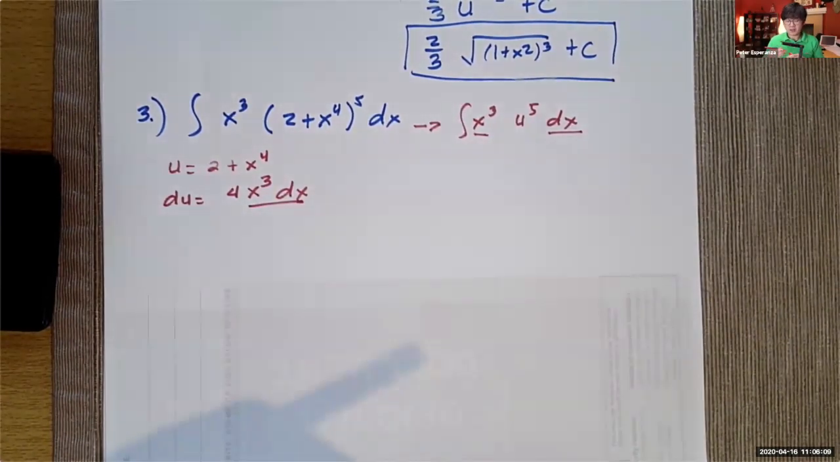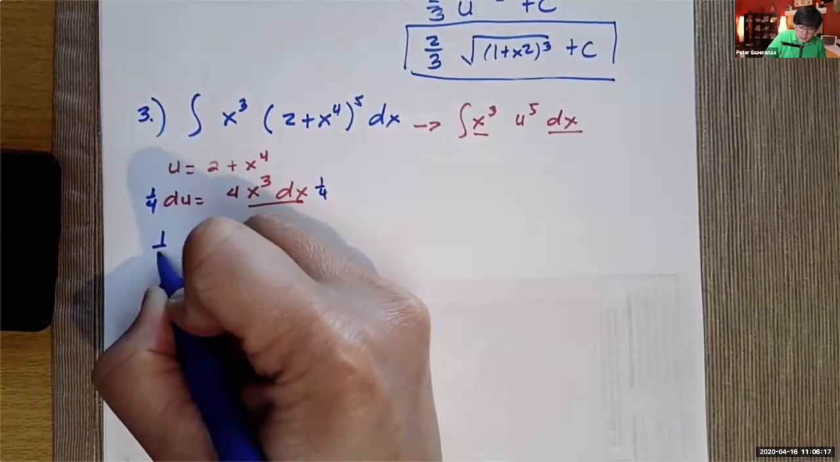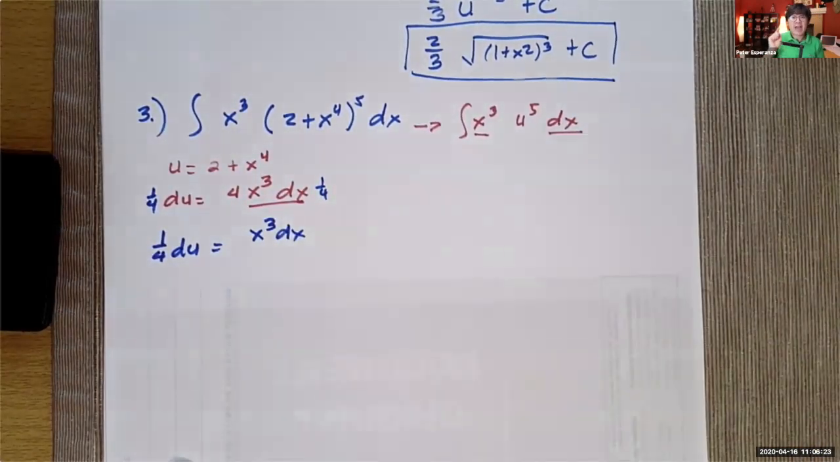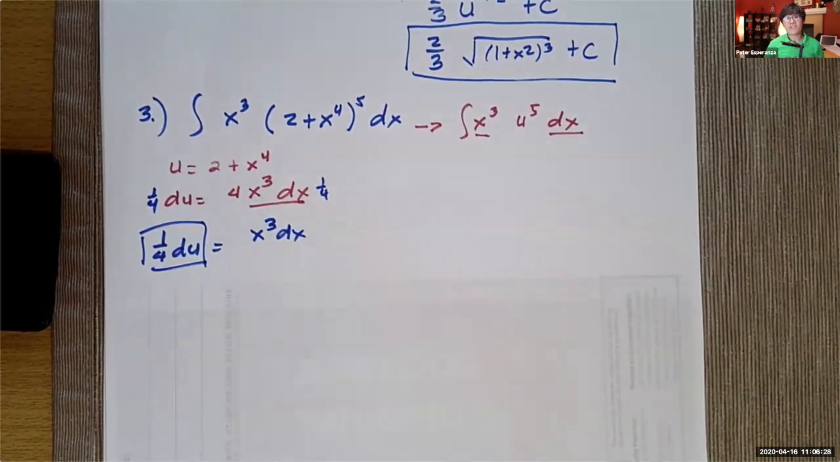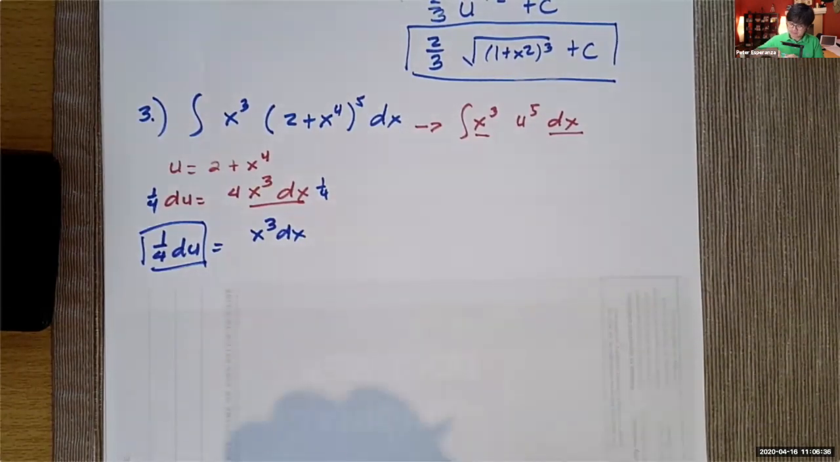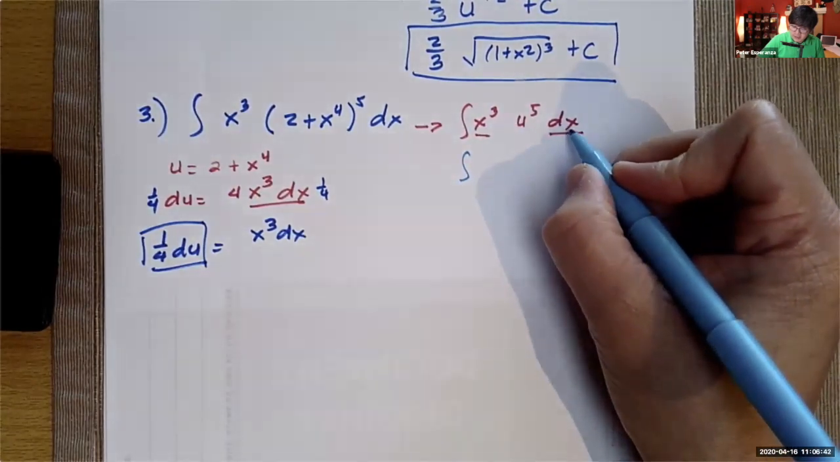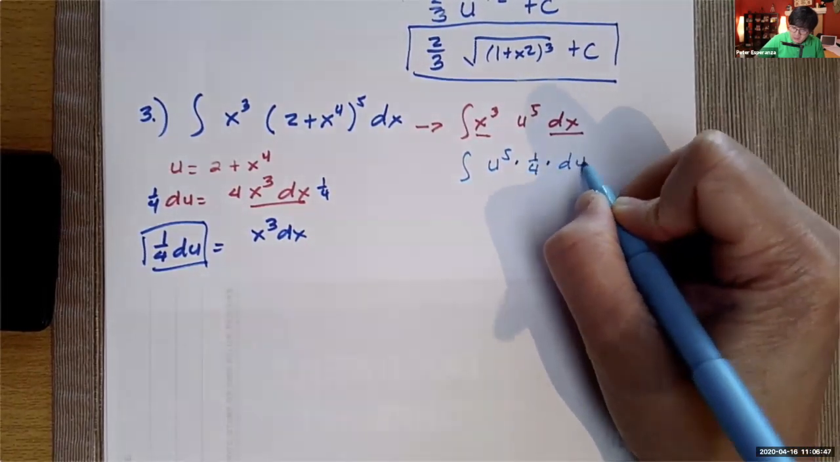But what are we going to do with the annoying 4? Multiply by 1/4 to both sides. So now we have 1/4 du is equal to x cubed dx, right? So that means this x cubed dx will turn into 1/4 du. Not just du, but 1/4 du. So by modifying this again, we now have the integral of u to the 5th times 1/4 times du, right?